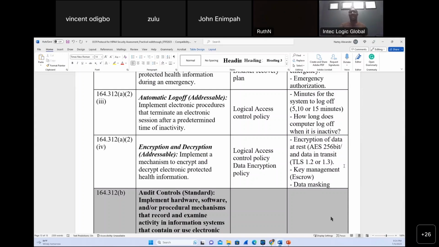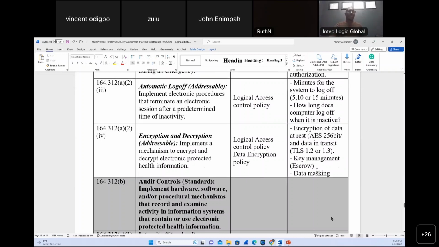Key management: how do they manage the encryption key, right? Then data masking, right? Sometimes you are entering PHI or a medical record. Maybe the last four should be visible, then the first six shouldn't be, right? Do they have any kind of that process in place so that people cannot see sensitive data?